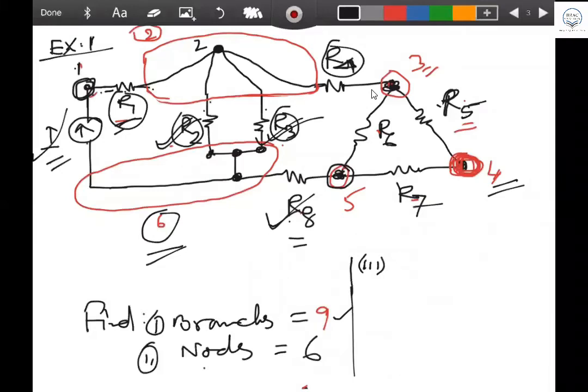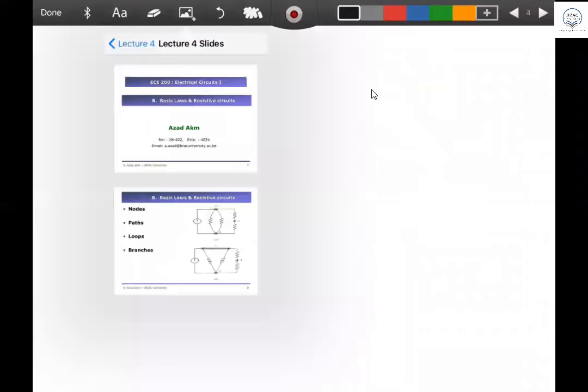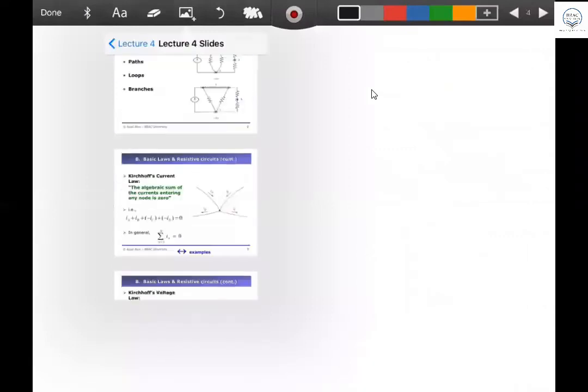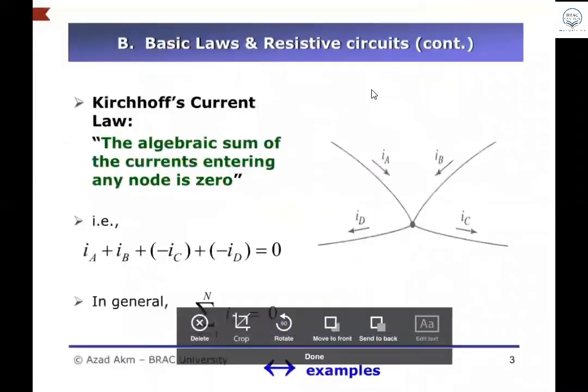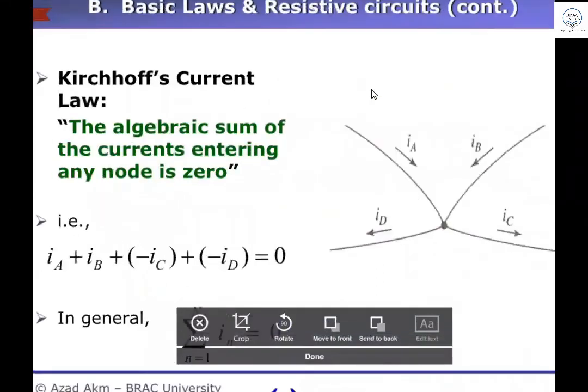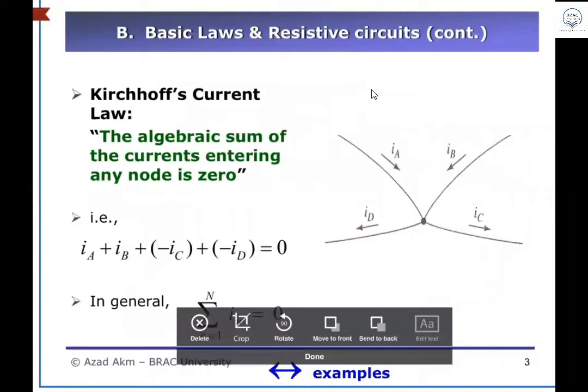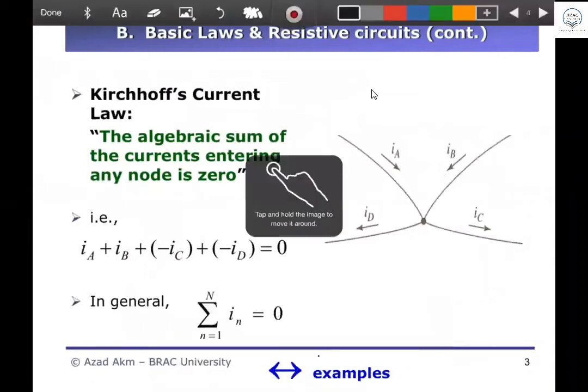I think that's great. I think all of you understand it, and other things are very clear, because the node, path and loop are all very clear to you. So we don't need to waste time on that. Now we can jump to the next topic, which is very familiar from your HSC. You have already started. What is that? The KCL, Kirchhoff's current law. Nothing new.